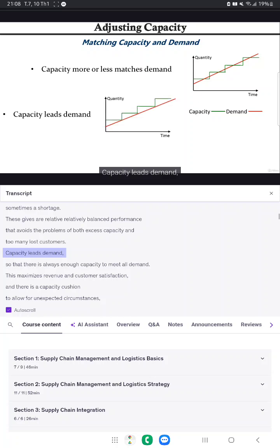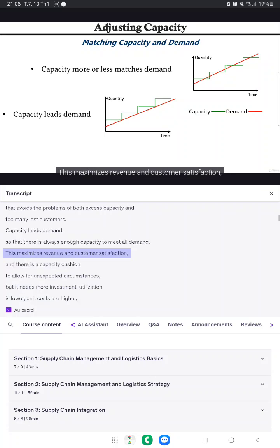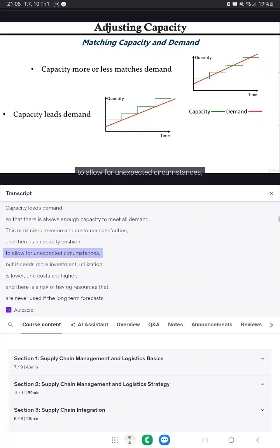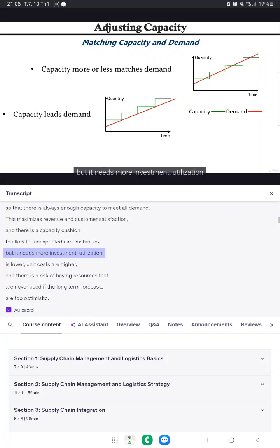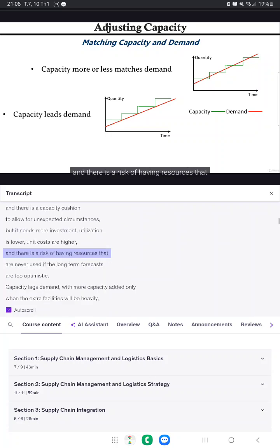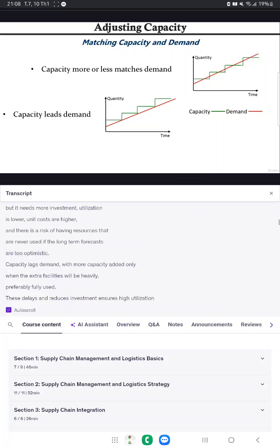Capacity leads demand, so that there is always enough capacity to meet all demand. This maximizes revenue and customer satisfaction, and there is a capacity cushion to allow for unexpected circumstances. But it needs more investment, utilization is lower, unit costs are higher, and there is a risk of having resources that are never used if the long-term forecasts are too optimistic.